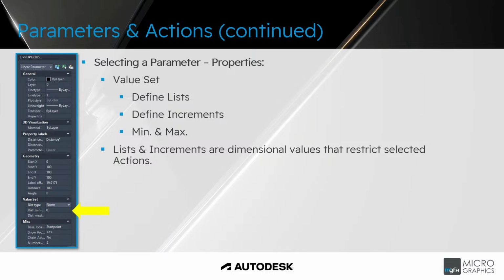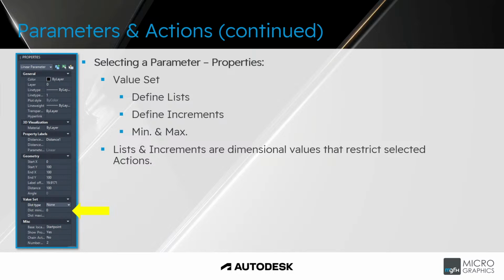So if you think back to that window dynamic block, where do those set values or those set increments come from? Well, they're set in the value set section of the linear parameter properties. That's where you set them. That's where you get to define the available dimensions and restrict your dynamic block, or restrict the parameter action combination, to those set values.